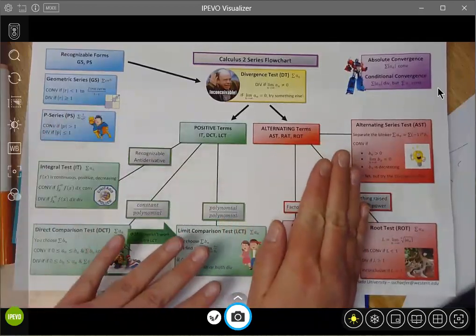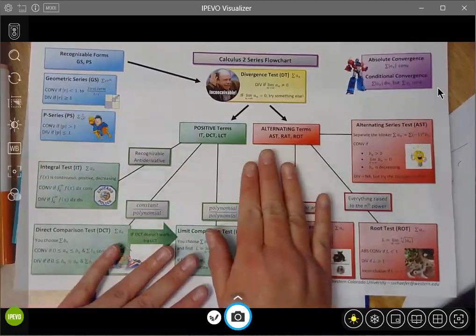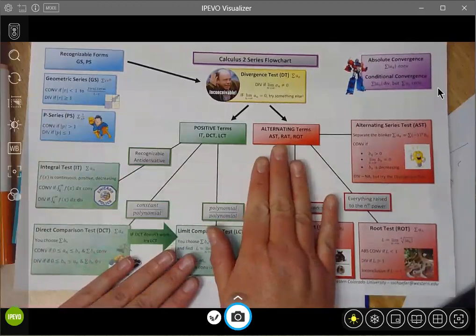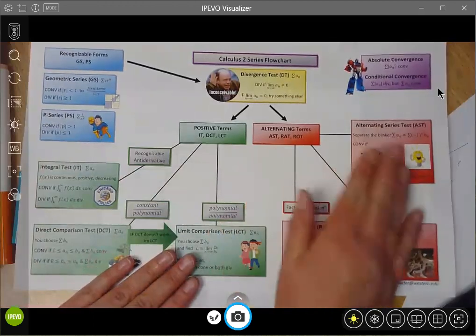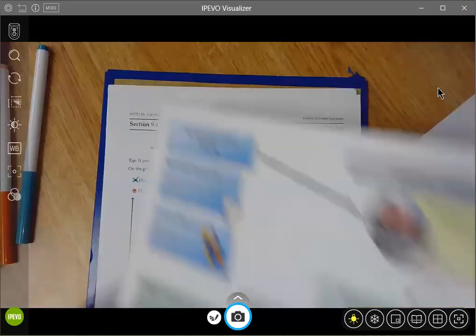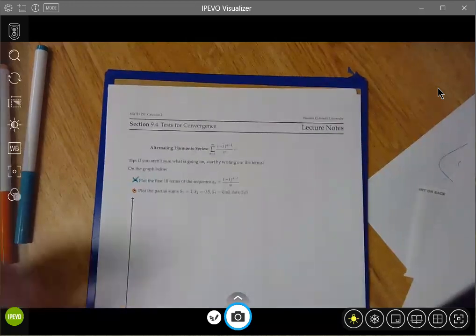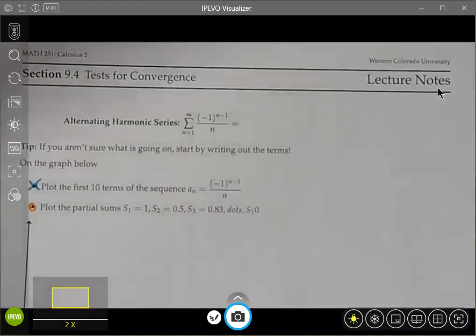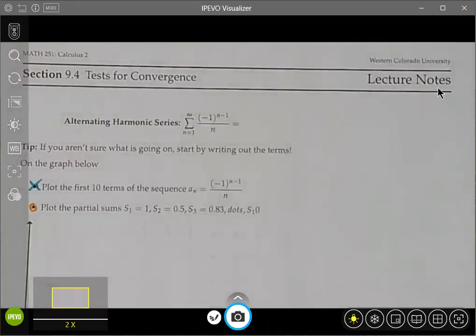So we covered a couple tests for positive terms. So now we're going to look at our alternating terms. And we're going to start with our alternating series test. Before we get to that test, I want to talk about probably one of the most famous alternating series called the alternating harmonic series. So we already know that the harmonic series is that 1 over n, so it's 1 plus a half plus a third plus a fourth plus a fifth, that we know diverges.